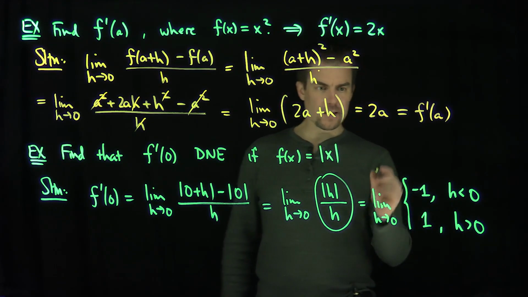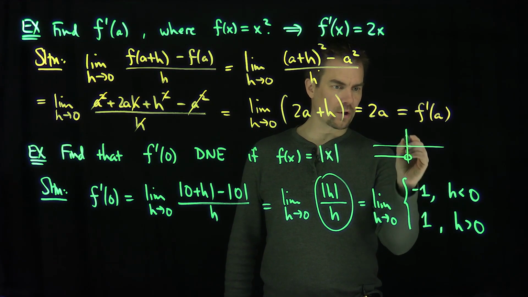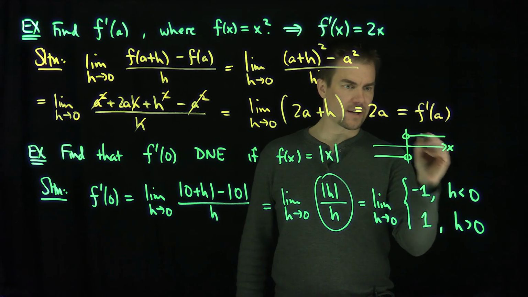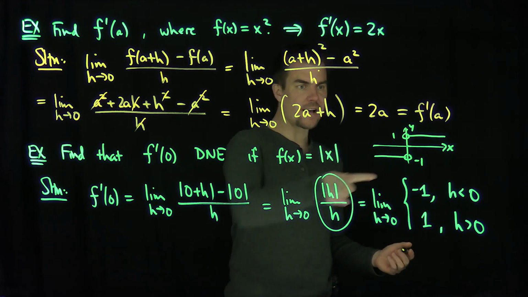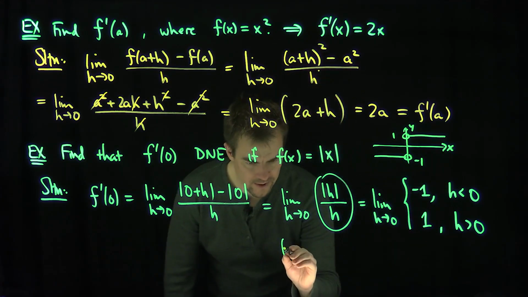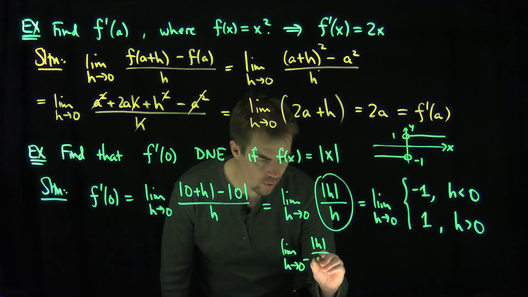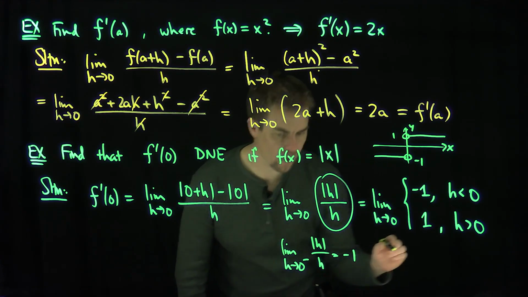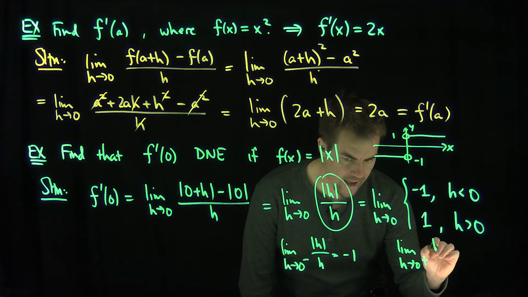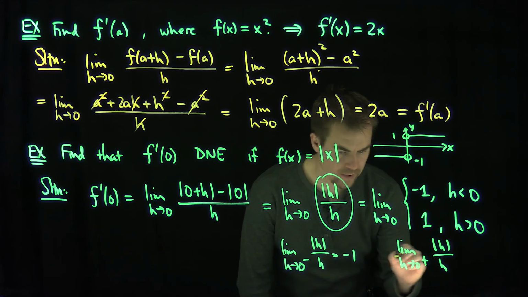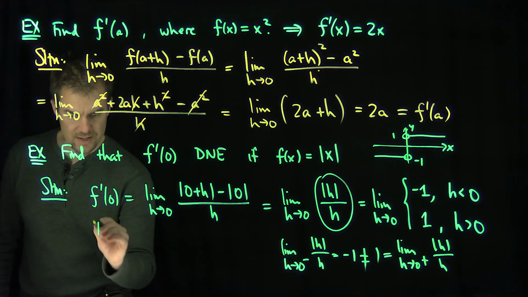So what this function looks like is it looks like this. It looks like -1, -1, -1, open circle, positive 1. There's the x-axis, there's the y-axis, that's 1, that's -1. And so I see that the limit from the left is -1, and the limit from the right is 1. The limit as h goes to 0 from the left of absolute value h over h is equal to -1, and the limit as h goes to 0 from the right of absolute value h over h is equal to +1, and those limits are not equal, therefore this limit does not exist.